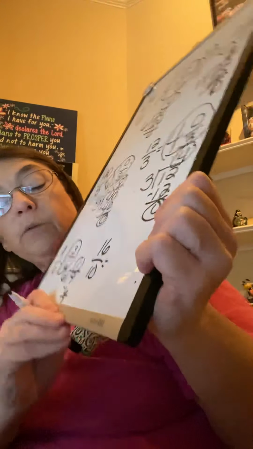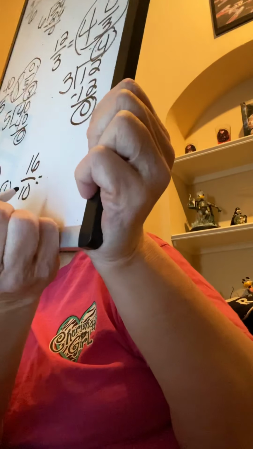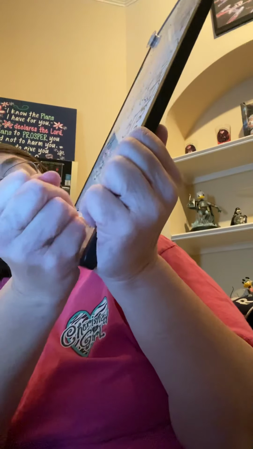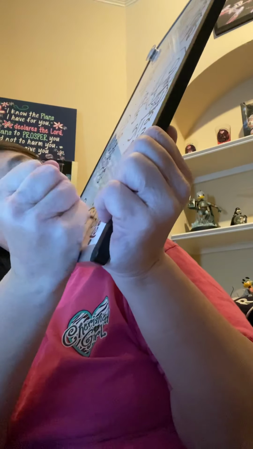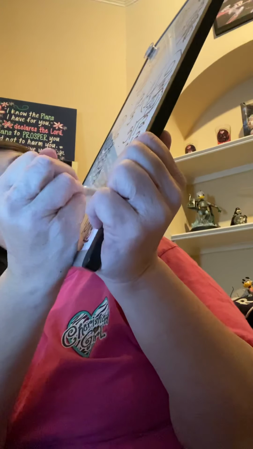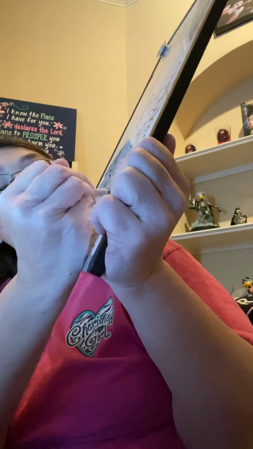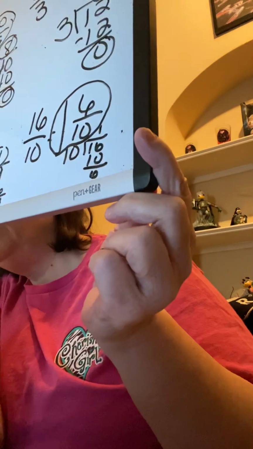All right, the last one. 16 over 10. 10 divided into 16 goes in once. I have a remainder of 6, so my whole number is 1. My remainder becomes my numerator, and my denominator stays the same. So I'd have 1 and 6 over 10.